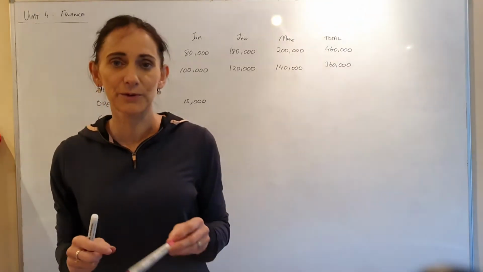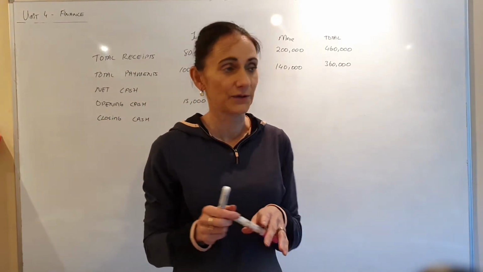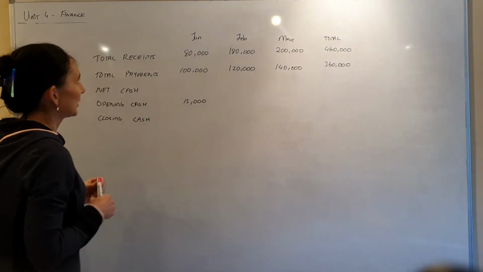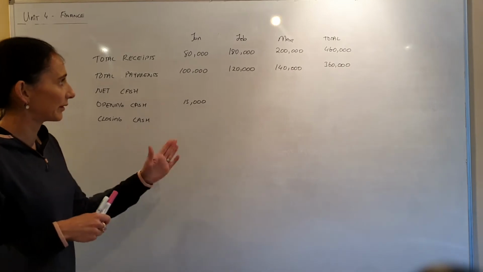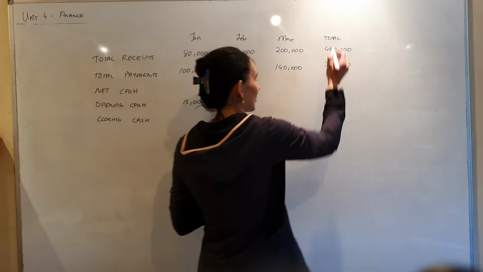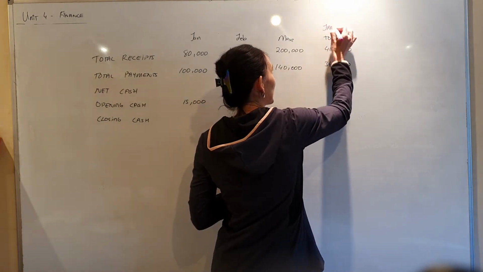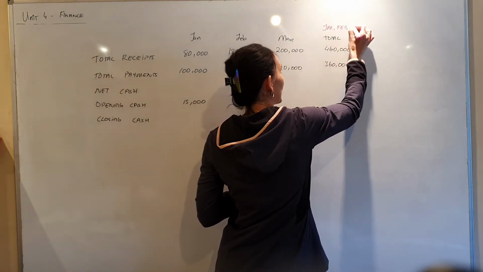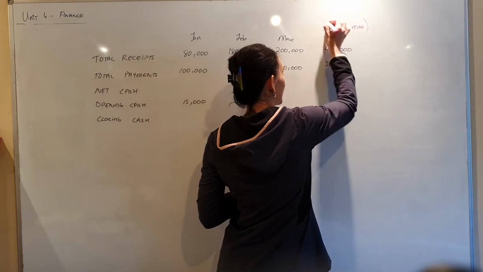Okay, we're doing Unit 4 Finance, and we're going to have a quick look at a cash flow forecast. So what I've done here is I've done the months of January, February, March, and then we're looking at the total. Really important here, just remember when you're looking at the total, you're looking at what happened in January, February and March. So you're looking at the 3 months together.